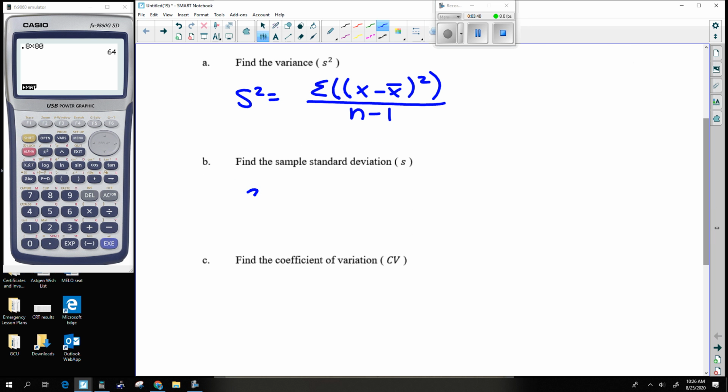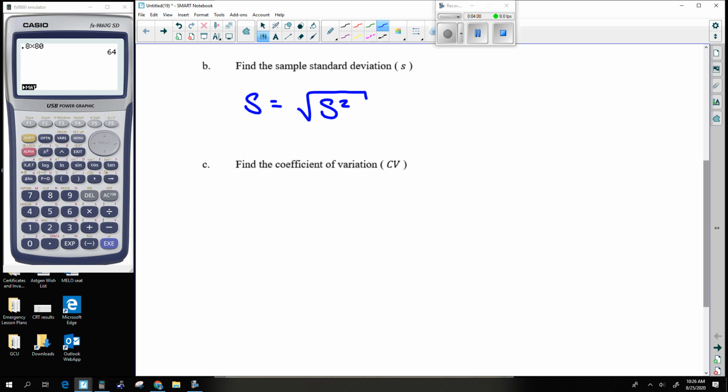The second one, we are looking for the standard deviation. If you look at the variance, s squared, how do you get an s from an s squared? Well, you square root it, of course. So whatever that answer is in question A, you just square root it, and that is going to be your standard deviation. Last but not least is the coefficient of variation, which is s divided by x bar times 100. I'll hint at the meaning behind it in just a second.